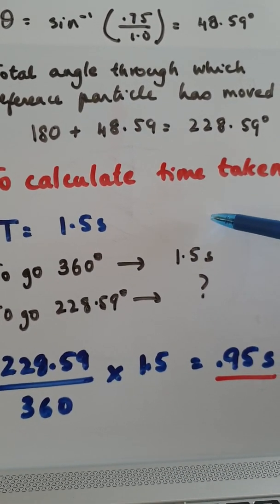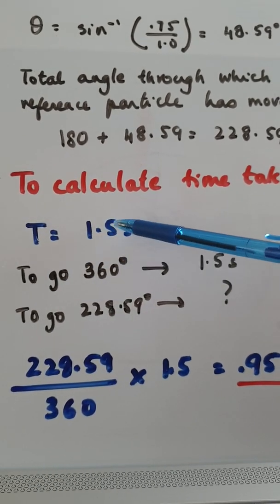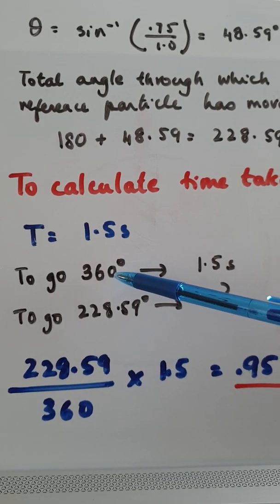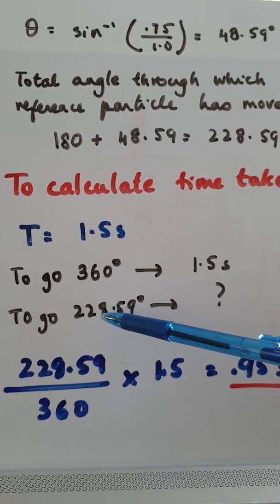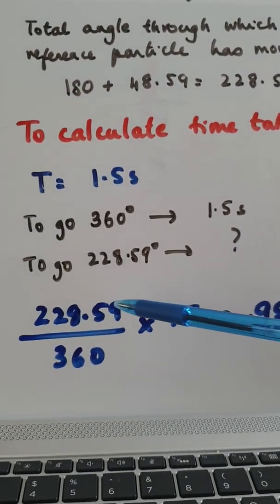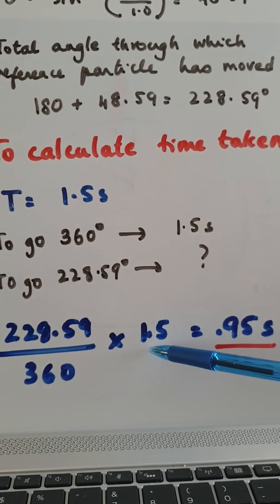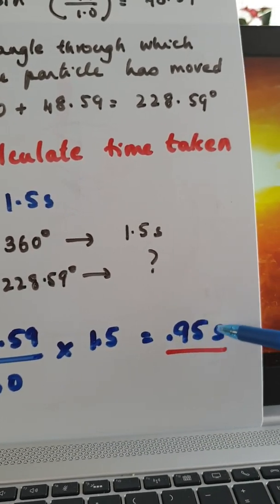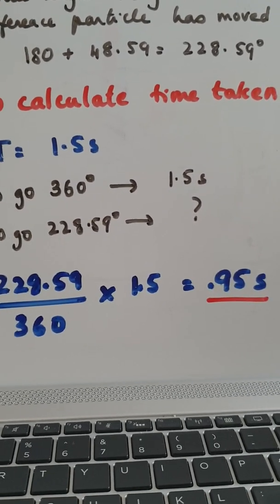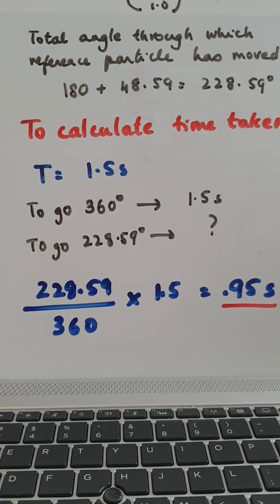To calculate the time, the important thing that you need to know is the period. Now the period is the time it takes to go 360 degrees. So using the proportion method, in order to do 228.59 degrees, how long will it take? You just go 228.59 over 360 times 1.5 and you get 0.95 seconds. And so that's the answer to question 2F, and I hope this makes sense.